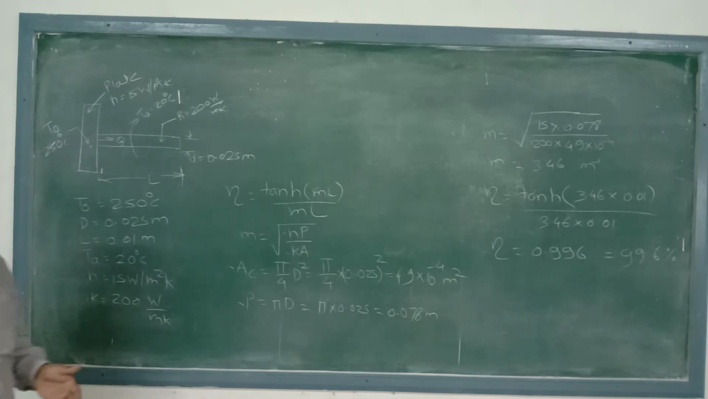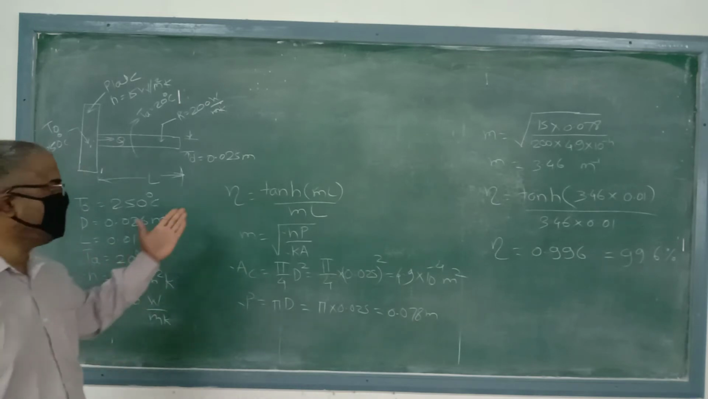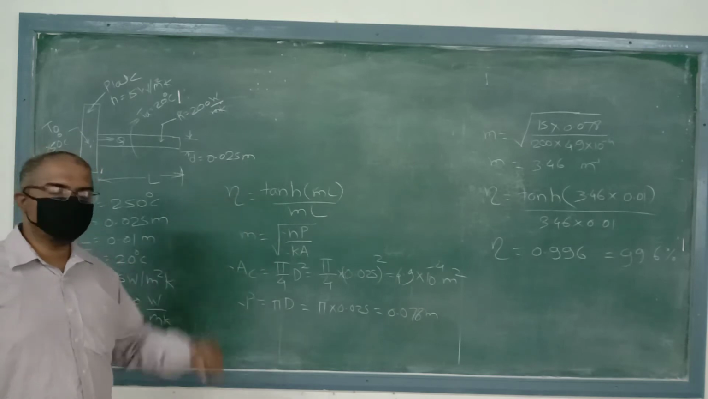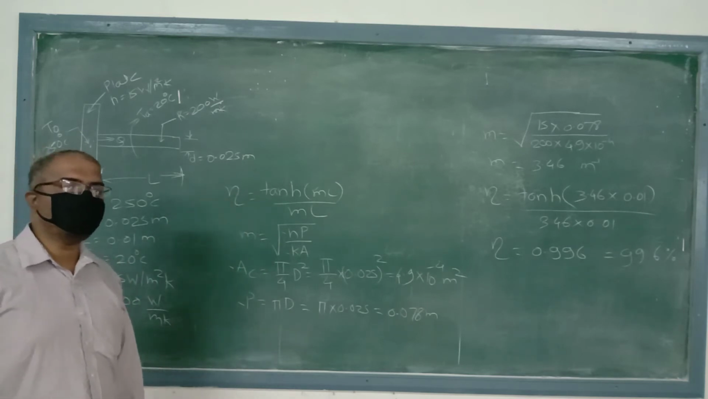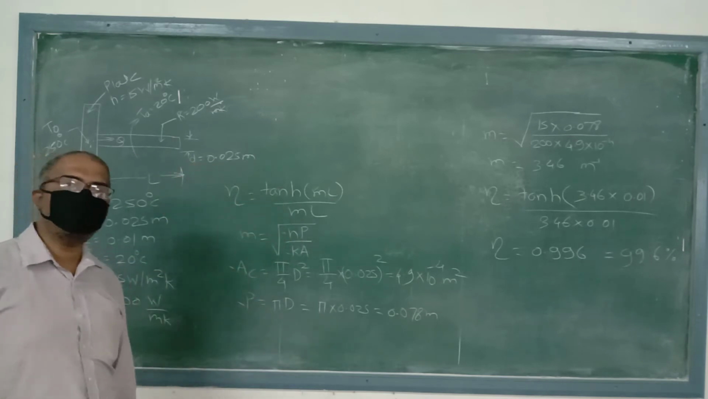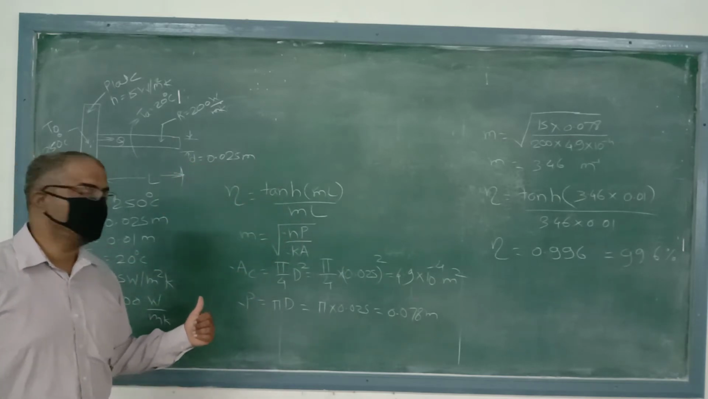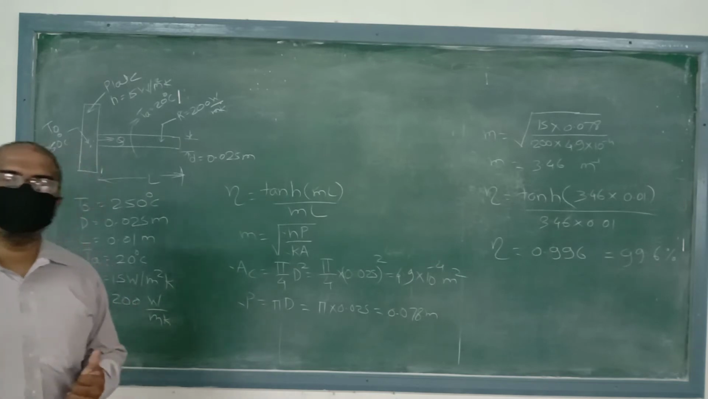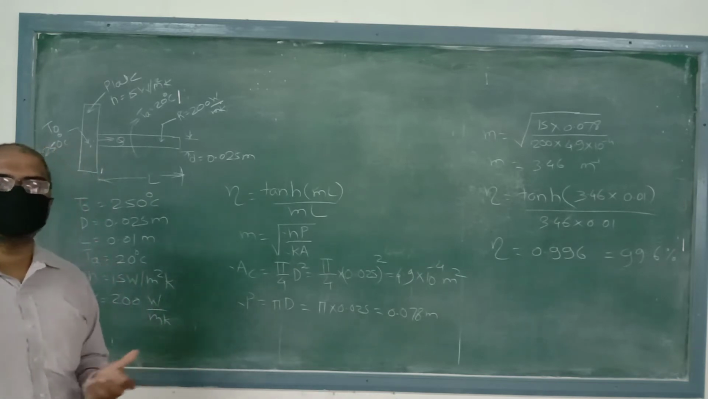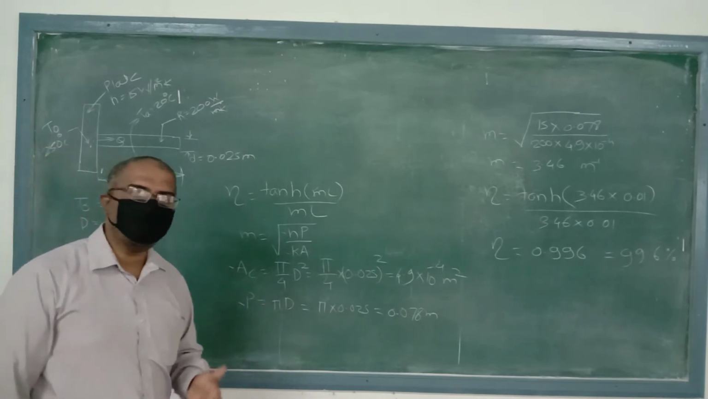And they are asking you to find the efficiency. To find the efficiency, we have the formula for the fin: efficiency is equal to tanh(mL) upon mL. So we first have to find the value of m, because the length is mentioned. For calculating the value of m, we will use the equation m is equal to the square root of hP by kA.